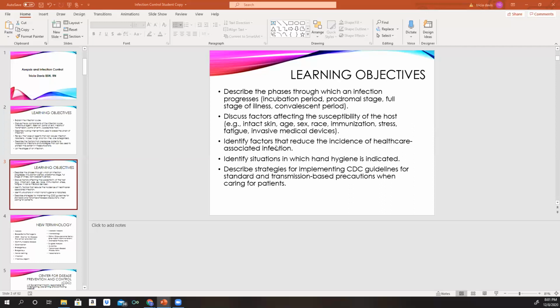We will be able to identify factors that reduce the incidence of healthcare-associated infections, identify situations in which hand hygiene is indicated, and we're going to describe strategies for implementing CDC guidelines for standard and transmission-based precautions when caring for patients.